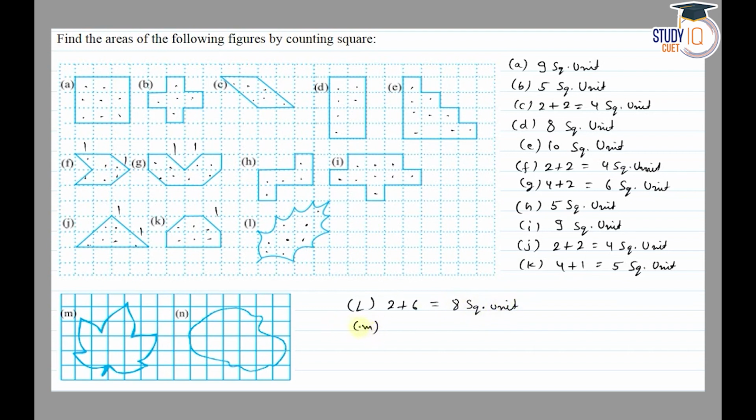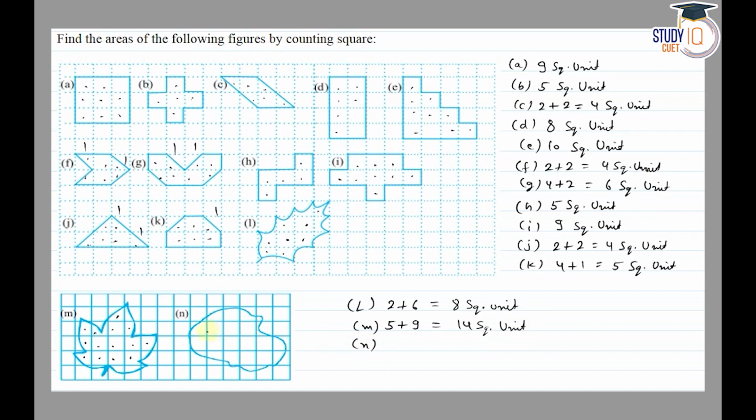Then M. So 1 2 3 4 5. So 5 fully covered, and 1 2 3 4 5 6 7 8 and 9 more than half filled. तो इसे हम एज अ फुल काउंट करेंगे तो हो जाएगा हमारे पास 5 plus 9 is equal to 14 square unit.